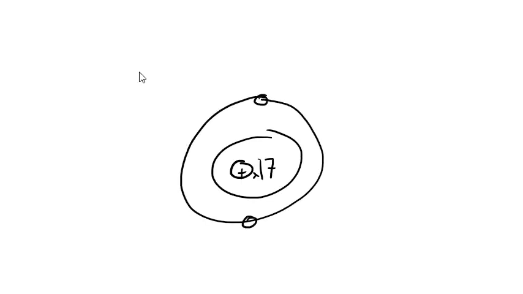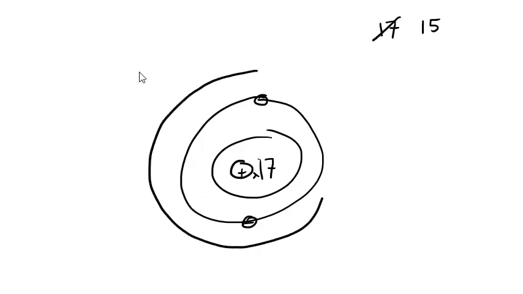So we can still only fit 2 in the first shell, so 2 are done there. So we've started off with 17 and now we're down to 15 left. So we need to put 8 into the next shell. 1, 2, 3, 4, 5, 6, 7, 8. And so those are all used up. So we now have 15 minus 8, which is going to be 7. We've got 7 electrons left.